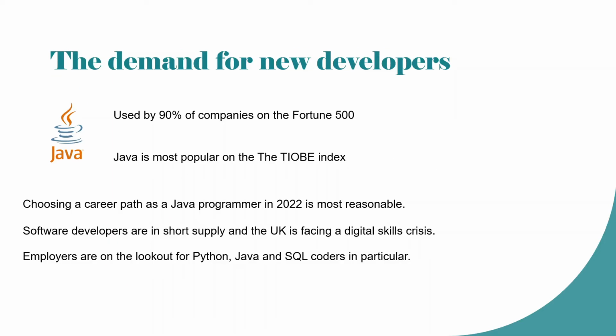You have made a great choice wanting to learn Java. 90% of the companies of the Fortune 500 are using Java. Java is the most popular on the TIOBE index. Choosing a career as a Java programmer in 2022 is most reasonable. Software developers are in short supply and the UK is facing a skills crisis. Employers are on the lookout for Python, Java and SQL coders in particular.